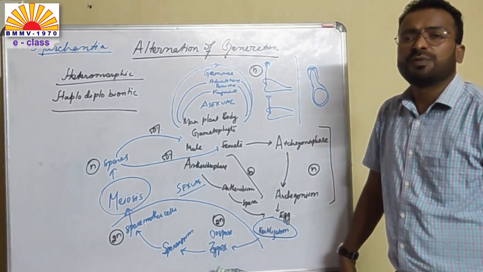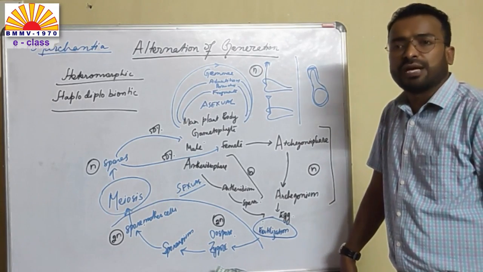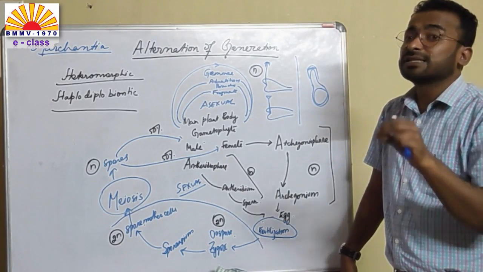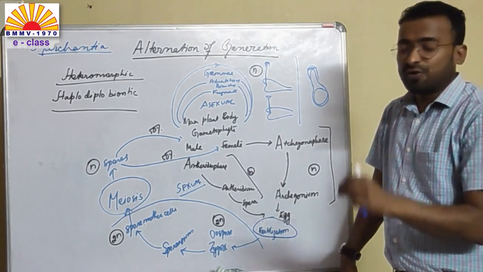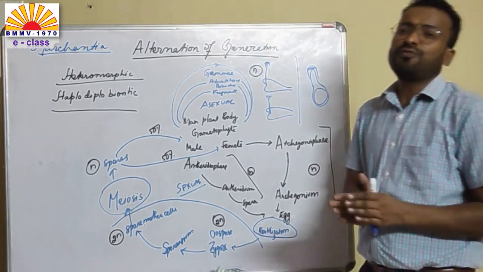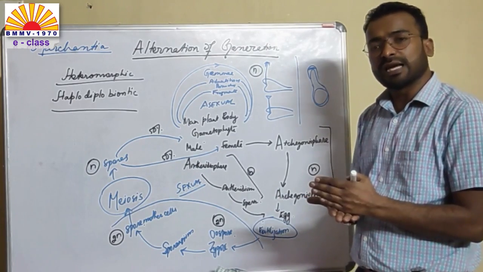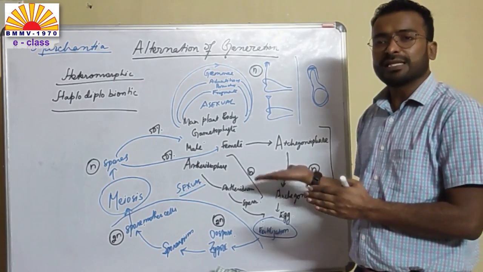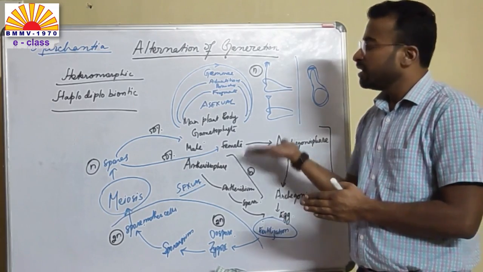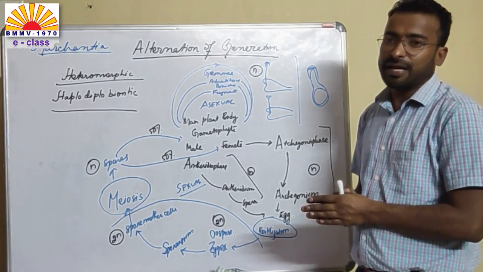In my next class, we will be studying about Anthoceros. Anthoceros shows a semi-parasitic type of sporophyte, but here the sporophyte is not independent. The sporophyte cannot photosynthesize and it is fully parasitic or dependent on the gametophyte in case of Marchantia.